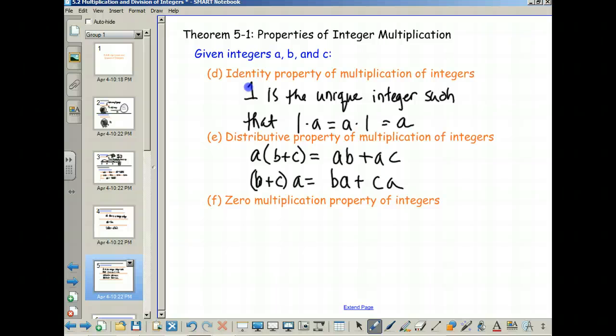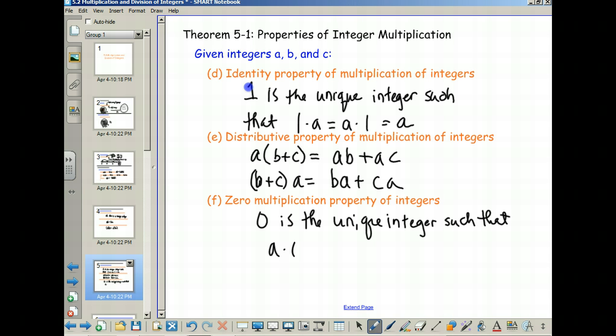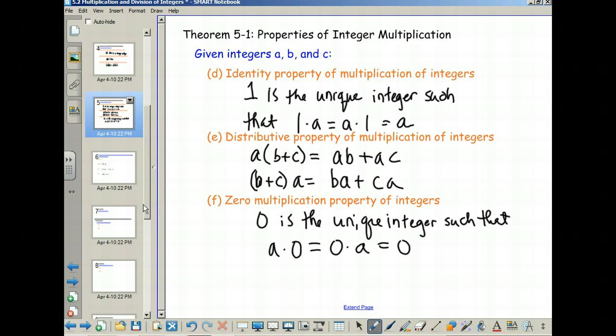The last one is zero property of integers. 0 is the unique integer such that a times 0 is equal to 0 times a, and it's back to 0. So it's a number when I multiply by it, I don't change, right? I get back the value 0 itself.